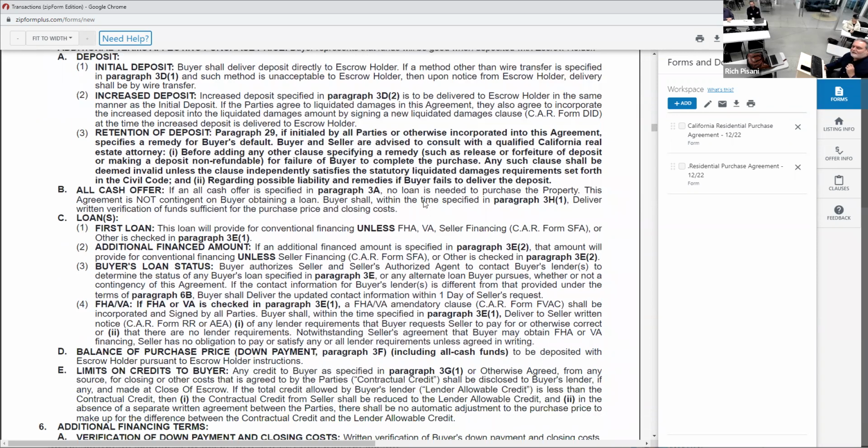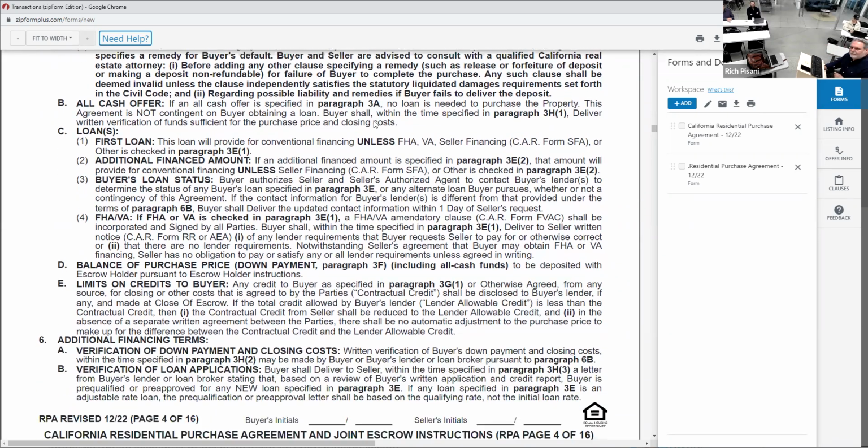So that's that. All cash offer, we all know that, an all cash offer is that, no loan is needed. This agreement is not contingent on the buyer getting a loan, but you're going to see something a little later.